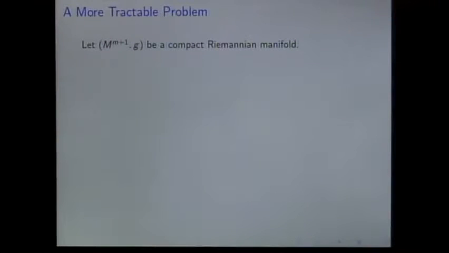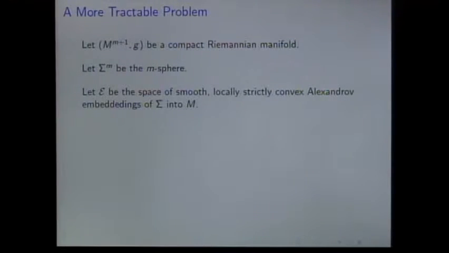It's a more tractable problem where the analysis is a little bit easier, which seems to be more promising. Following: let M be a compact Riemannian manifold. Let sigma^m be the m-sphere. Instead of looking at tori, we're now looking at spheres, hyperspheres, codimension 1 spheres. And let E be the space of smooth, locally strictly convex Alexandrov embeddings of sigma into M. Okay? And let F be the area minus volume functional. So this is area minus some constant times the volume contained inside the surface. It's Alexandrov embedded, so volume is well defined.